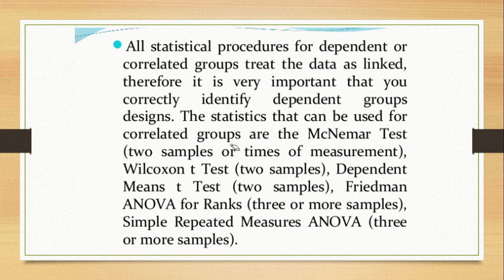So all statistical procedures for dependent or correlated groups treat the data as linked. Therefore, it is very important that you correctly identify dependent groups designs. The statistics that can be used for correlated groups are the McNemar test, for two samples or times of measurement, Wilcoxon T test, for two samples, dependent means t-test for two samples, Friedman ANOVA for ranks, for three or more samples, and simple repeated measures ANOVA for three or more samples.